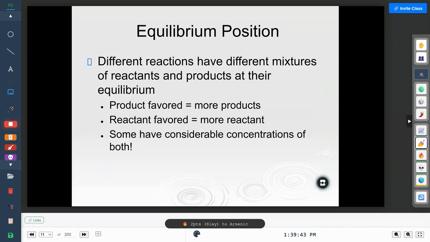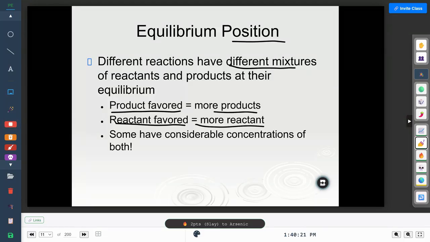Okay, so our equilibrium position is basically just saying that, depending upon the chemical, we're going to have a different mix of our products and reactants. If we have more products, we say that it is product favored. If we have more reactants, we say that it's reactant favored. Sometimes you're going to have about an equal amount of both, but we oftentimes will use these terms in chemistry. It's a product favored reaction. It's a reactant favored reaction. And that is just one way of saying which way the equilibrium position is shifting. Is it more to the reactants or more to the products?